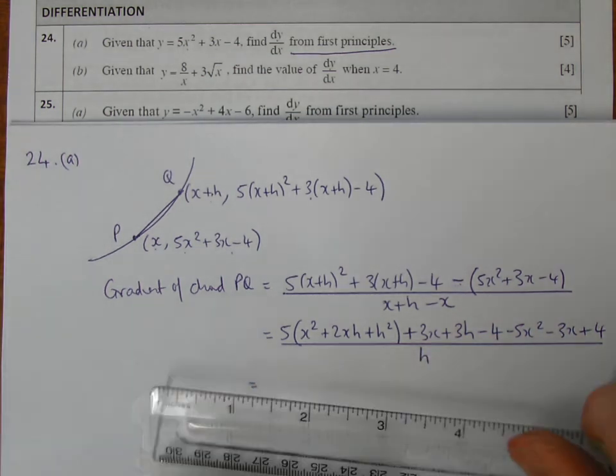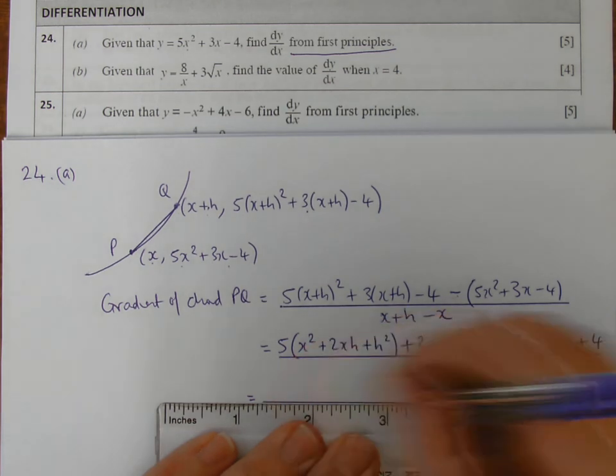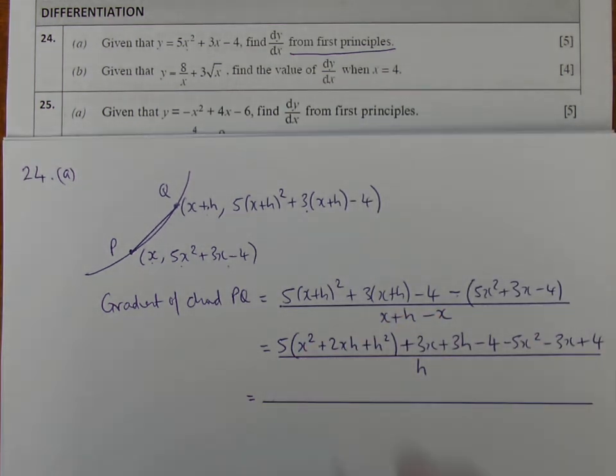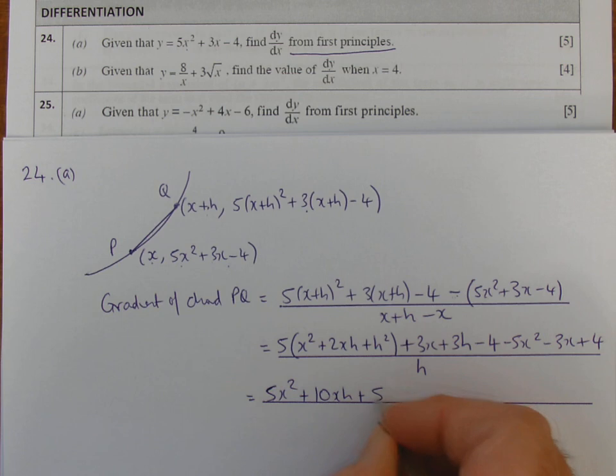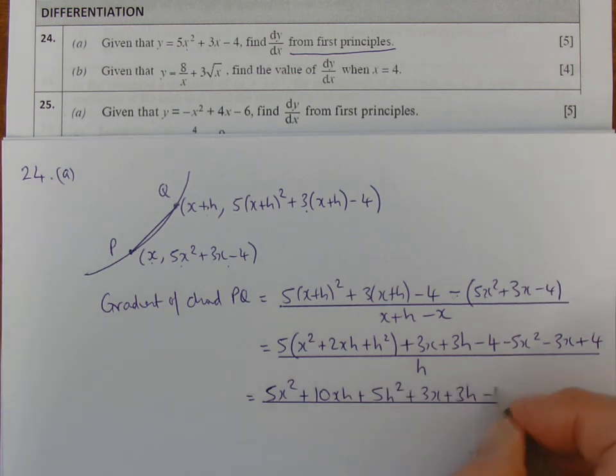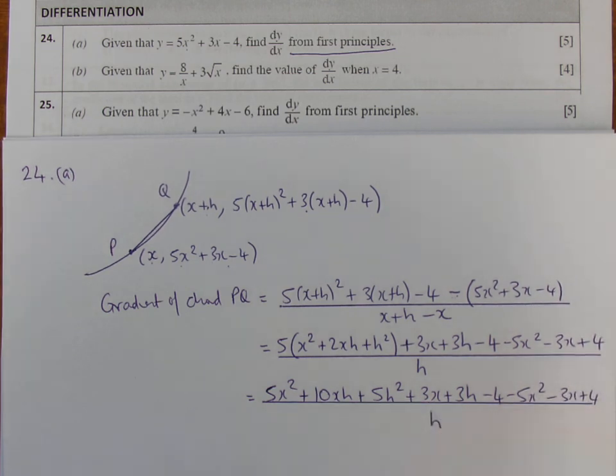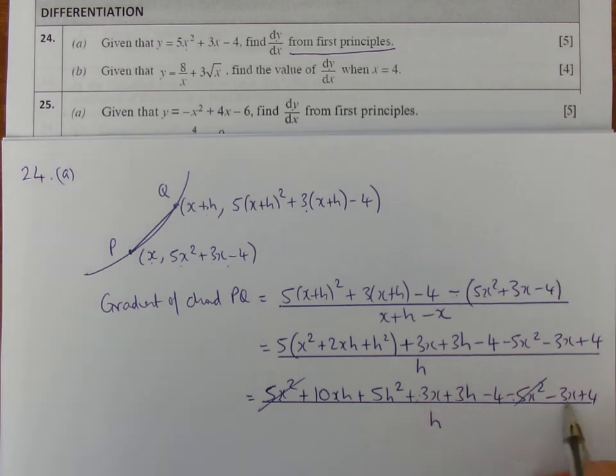So expand the top line, first bracket there, so that's 5 lots of x squared, that's 5x squared, 5 lots of 2, that's 10xh, 5 lots of h squared, plus 3x plus 3h, minus 4, minus 5x squared minus 3x plus 4, all over h. So we've got 5x squared here, minus 5x squared there, so that will cancel out. I've got plus 3x minus 3x, so they will cancel out. And I've got minus 4 plus 4, so they will cancel out.